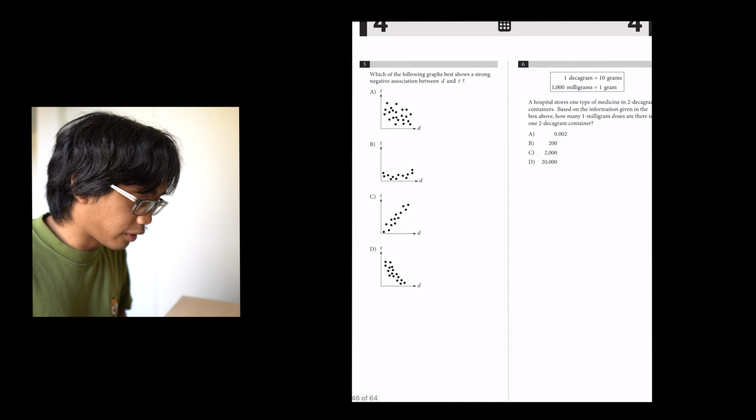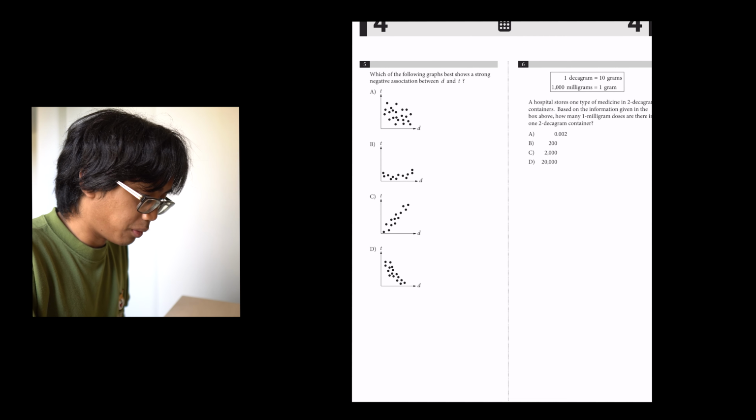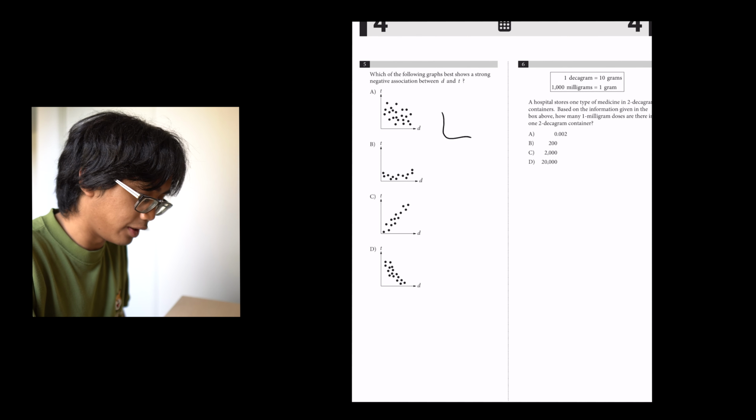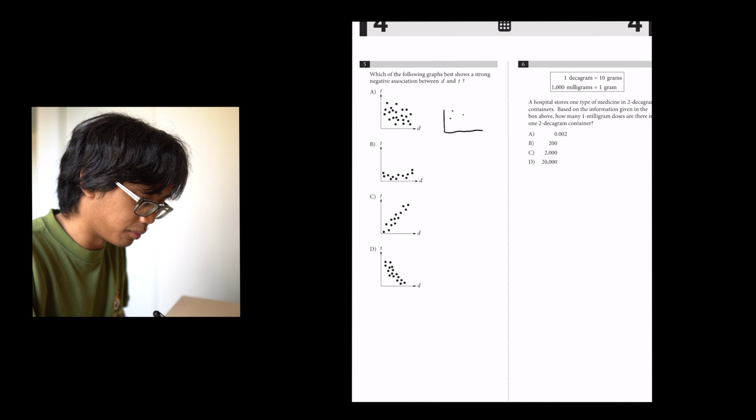Number 5, which of the following graphs best shows a strong negative association between D and T? So when it comes to association and scatter plots, the strength of the association is going to depend on how straight of a line it makes and the slope of that line. So if we want to have a negative association, that means we're going to want a graph where the line of best fit that you get from your points is a negative line.